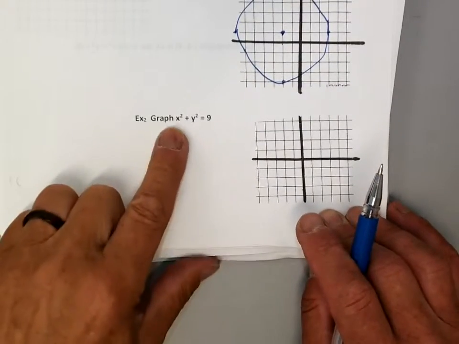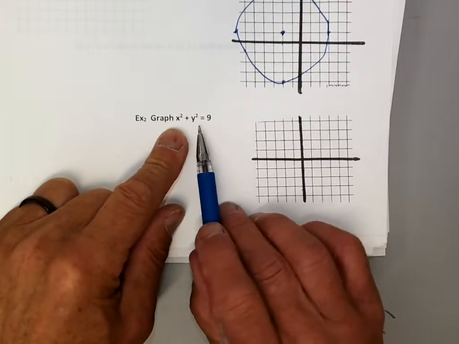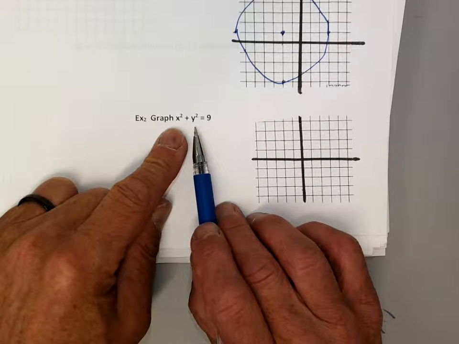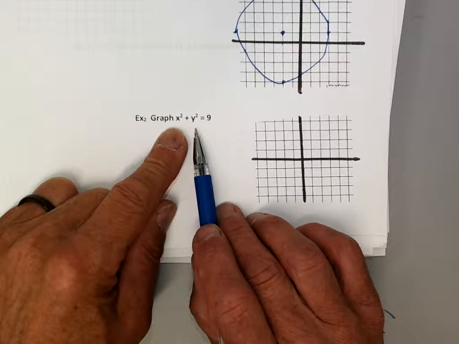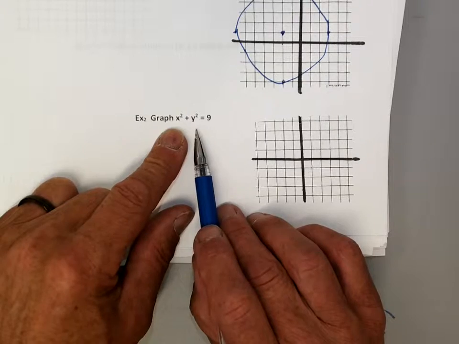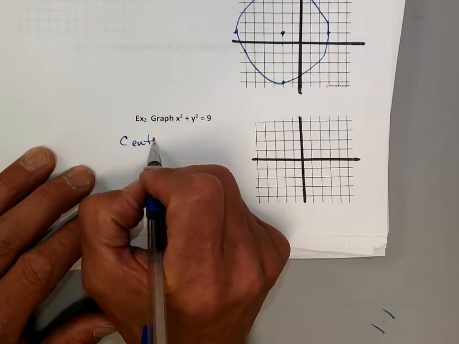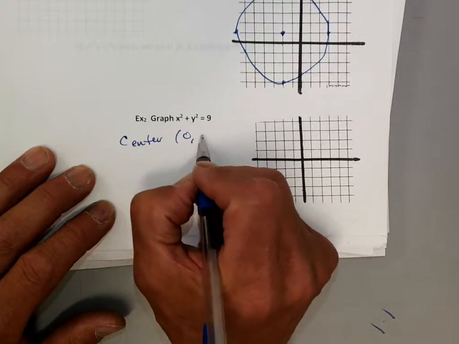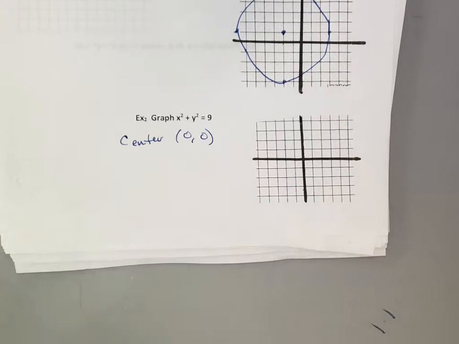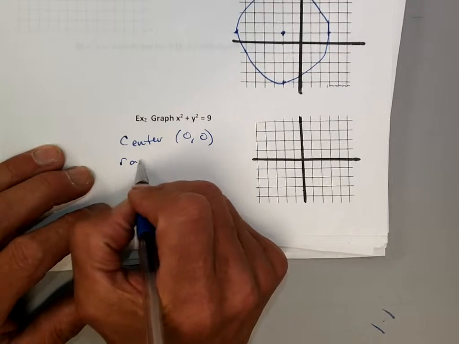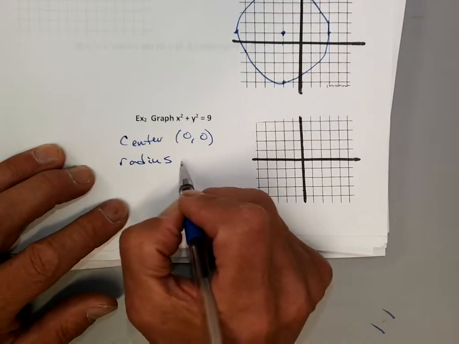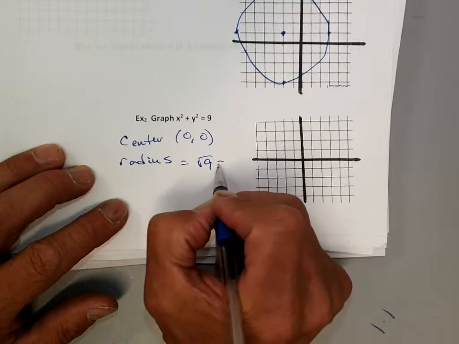Example 2 doesn't have any numbers on the inside, does it? So what are the numbers on the inside? 0, 0. You guys agree with that? So my center is at 0, 0, right? Because there's no numbers inside, so it's got to be 0. And my radius has got to be the square root of 9, which is 3.